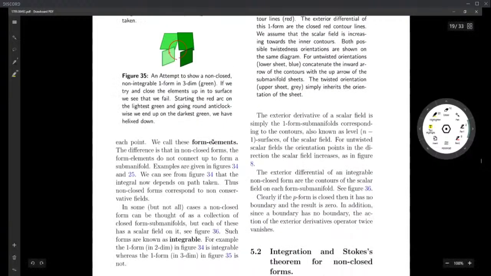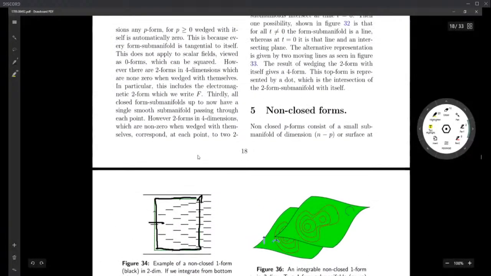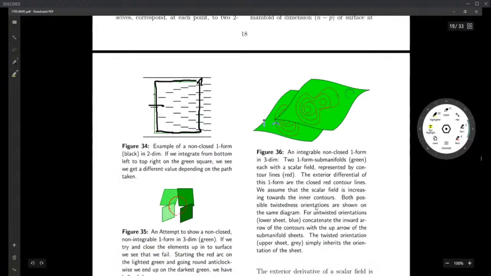So these non-closed forms are called submanifolds, right? Because when any line closes in on itself, we get a shape. But these non-closed forms do not close in on themselves, so we do not have a shape.